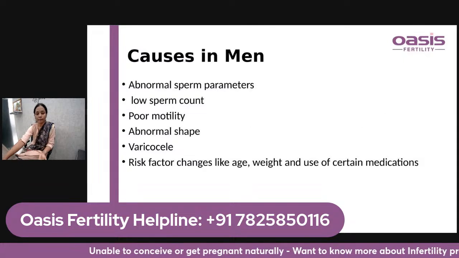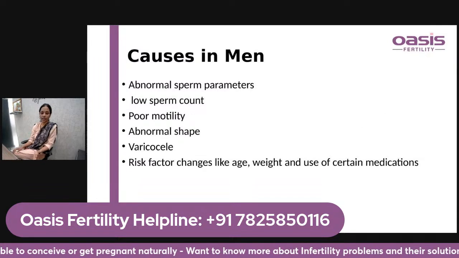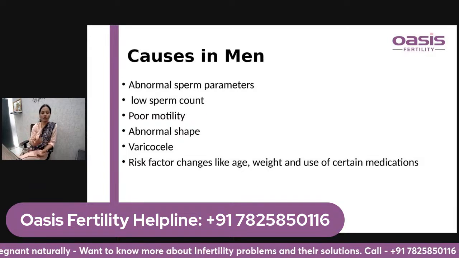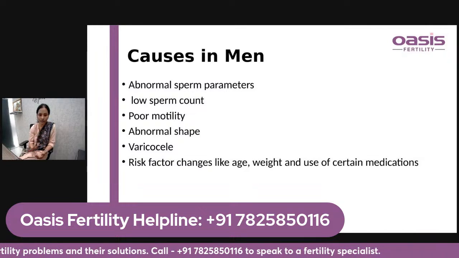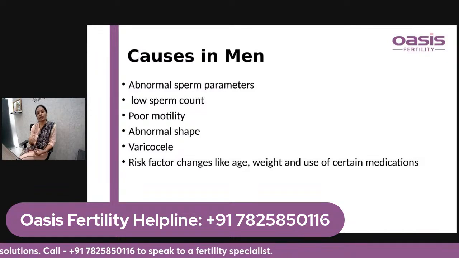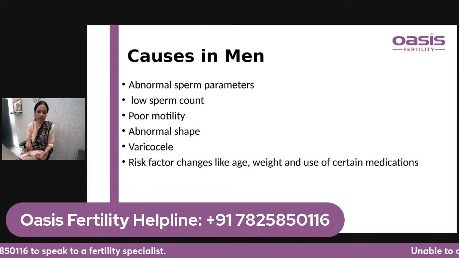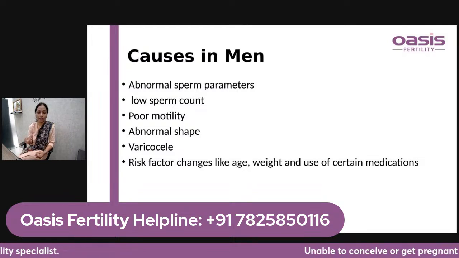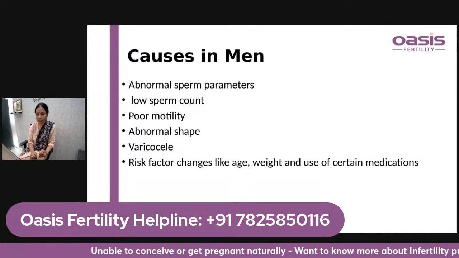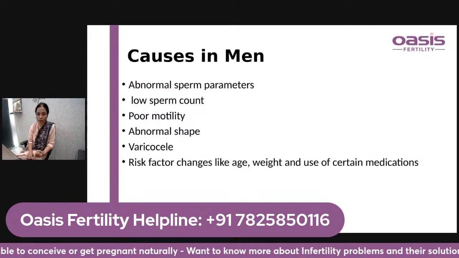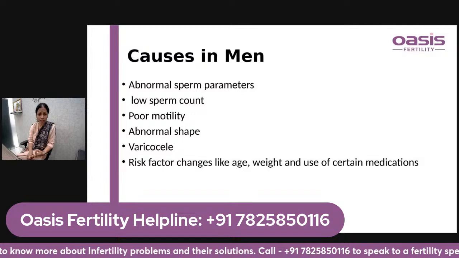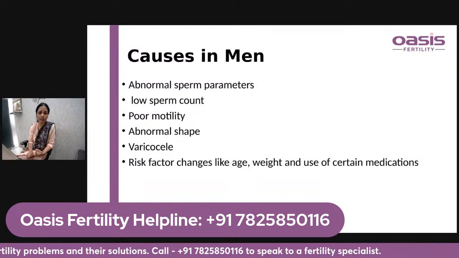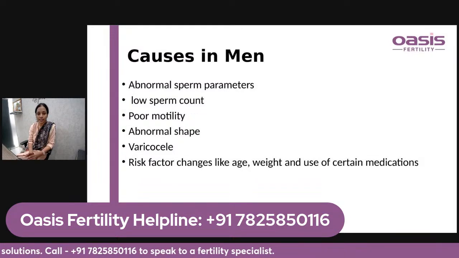So what are the causes that a man can have if the couple is having secondary infertility? We offer semen analysis as a baseline test because abnormal semen parameters can, of course, result in secondary infertility in a couple. So abnormal semen parameters are an important cause for secondary infertility. Semen analysis is an important baseline test to rule out if the man has a low sperm count, if the sperm has poor motility, or if there are problems with the shape of the sperm that prevent pregnancy.